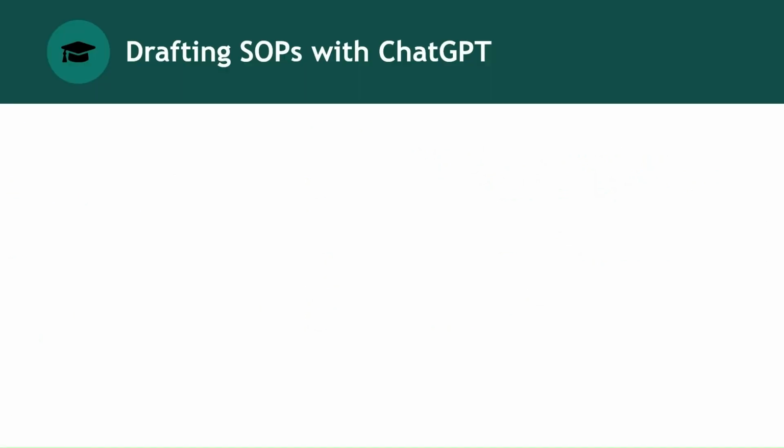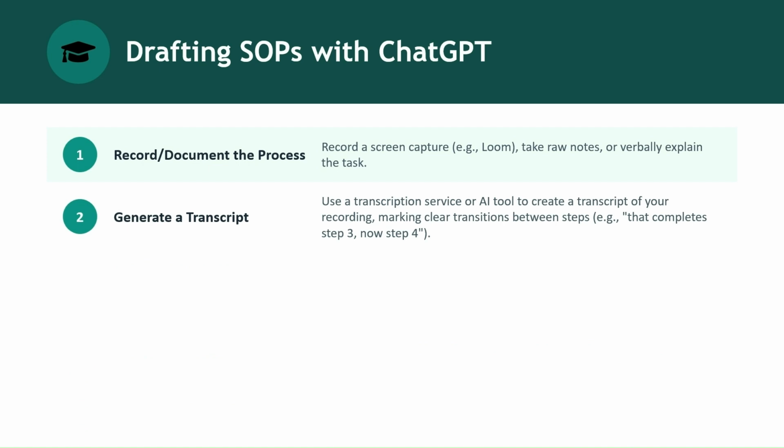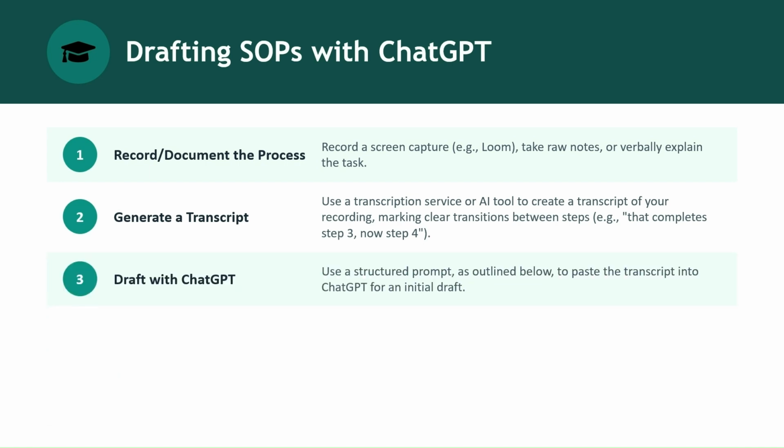Drafting SOPs with ChatGPT. Record and document the process. Record the screen capture in Loom, for instance. Take raw notes or verbally explain the task. Generate a transcript: use a transcript service or AI tool to create a transcript of your recording, marking clear transitions between steps. That completes step 3, now step 4, and so on. So these are additional pieces of information, but we've seen the kind of sources we can use for the SOP.